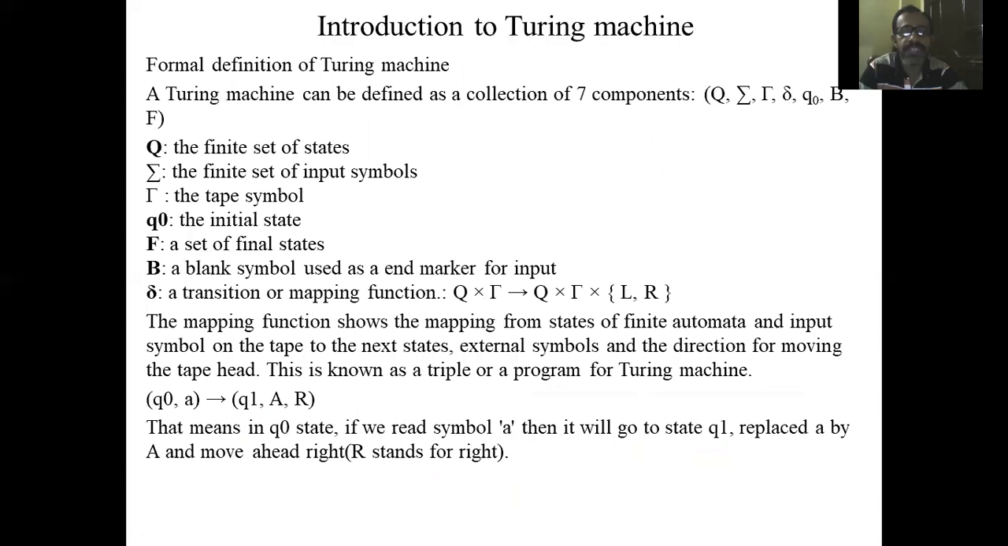Now the symbolic representation of the Turing machine. This machine contains 7 tuples: Q, sigma, big gamma, delta, Q naught, B and F. Q, sigma, delta, Q naught and F are there in finite automata, so these are the finite automata components, while gamma is a tape component. B is the tape ending, treated as a blank.